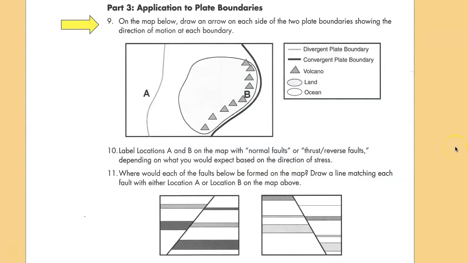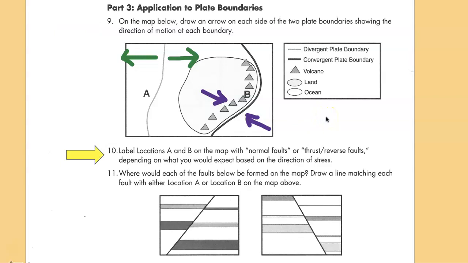On the map shown here, they want us to draw arrows to show the direction that things are moving on each side of the two plate boundaries. So this plate boundary here is divergent. Divergent is where things are being pulled apart. This boundary over here, according to the key, is a convergent boundary, and that's where things are being pushed together.